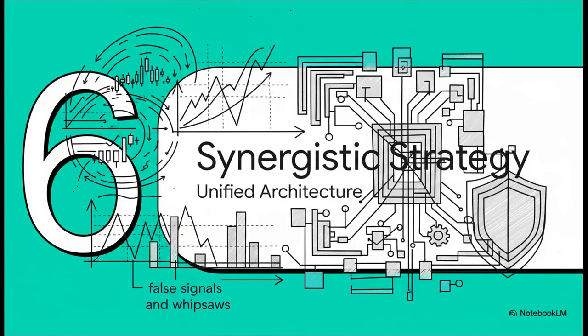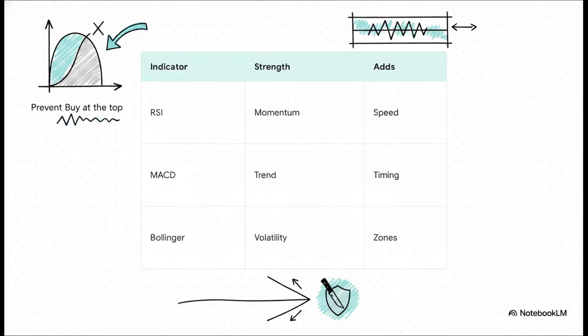Finally, part 6, the synergistic trading strategy. Here is the real secret to algorithmic technical analysis. Using any of these indicators in total isolation, that's just going to lead to false signals and nasty whipsaws. But when you layer them together, each tool brilliantly compensates for the weakness of the others. The RSI handles your momentum extremes, so you don't end up buying at the very top. The MACD confirms the trend timing, making sure you aren't trying to catch a falling knife. And the Bollinger Bands provide those precise volatility boundaries so you can map out your exact entry and exit zones.